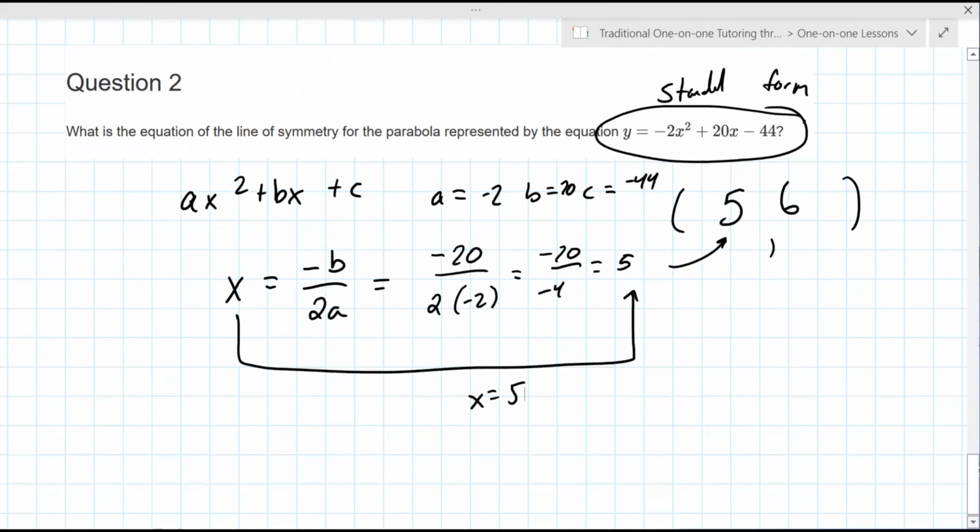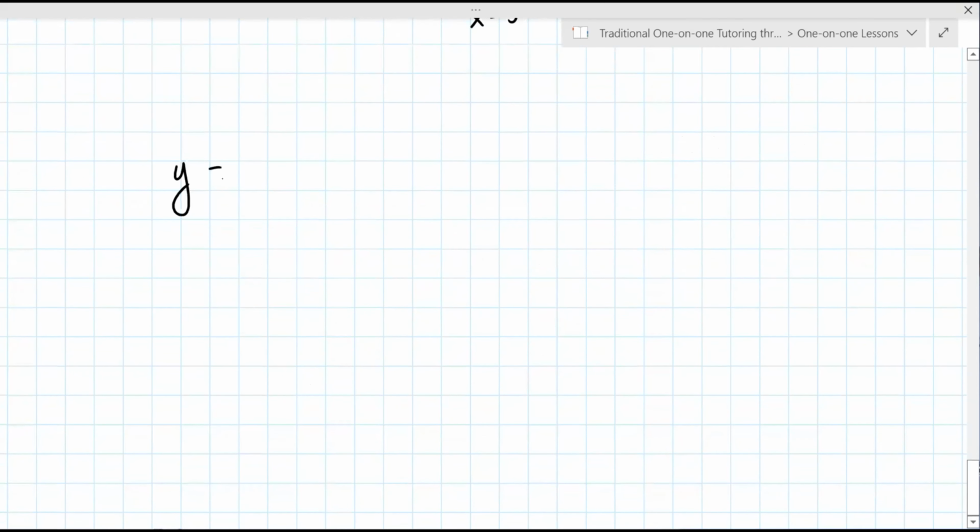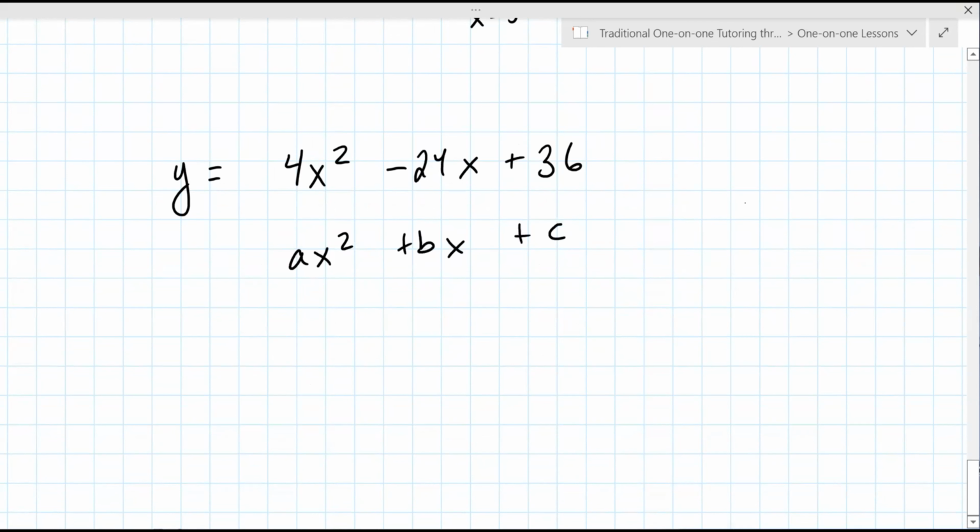Okay, so let me give you another one here. Let's go y equals 4x squared minus 12x. Nope, that's not good. Minus 24x plus 36. Could you determine the x coordinate of the vertex using equations? The equation x equals minus b over 2a. Could you try that for me? Sure.